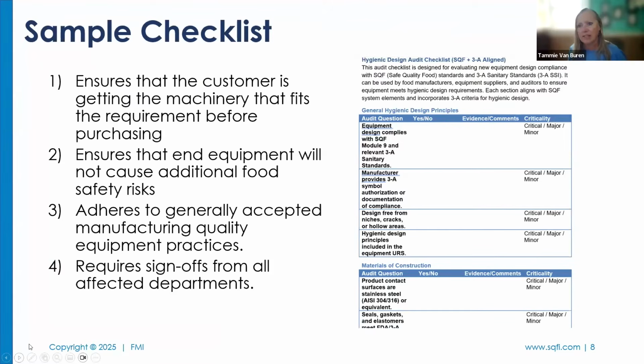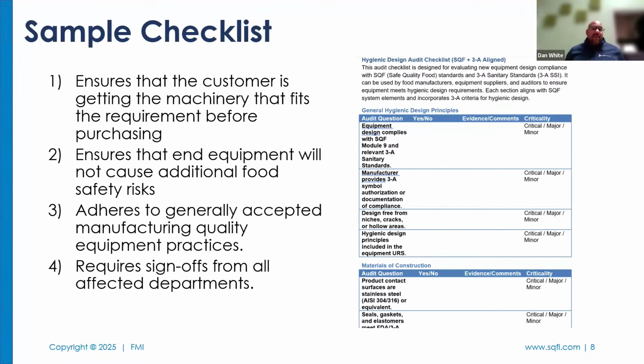But yeah, so talk to us about this checklist, Dan. Sure. So it's a sample checklist, and it's aligned with both the SQF requirements and 3A. We'll talk about them later on. But what this is doing is it's ensuring that you, the customer, are getting the machinery that fits your requirement before purchase. You as a customer have to do your due diligence.